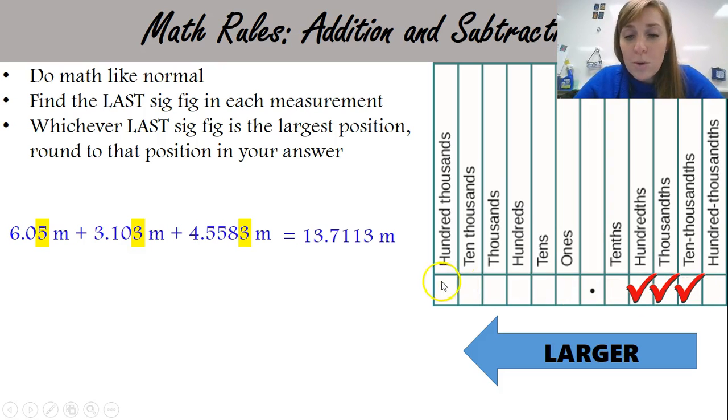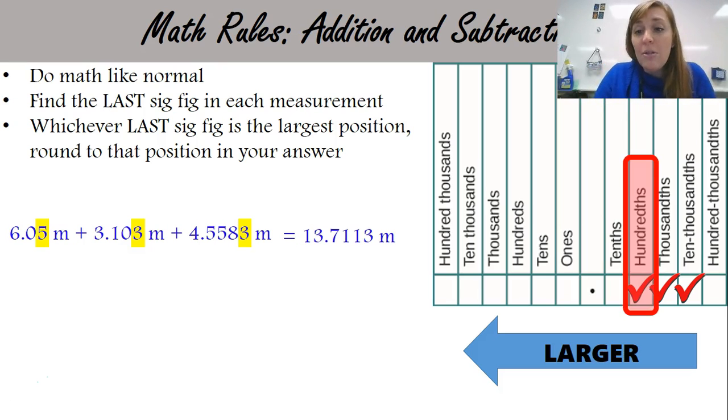So which of those is the largest? Which has the most in our measurement? That's going to be the 100th. That means our answer can't go past the 100th position, because I don't know things past the 100th position. So here's my 100th. Our 1 here is what the last digit can be in my answer. So I'm rounding at this point. I look after, the 1 doesn't bump it up, so it says 13.71 meters.